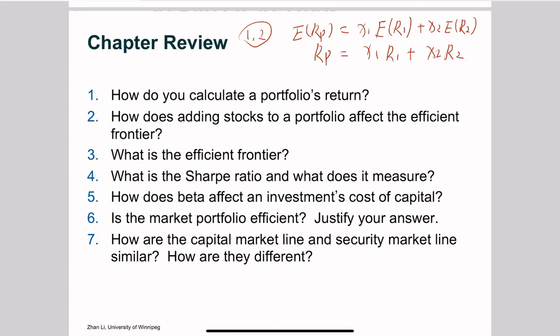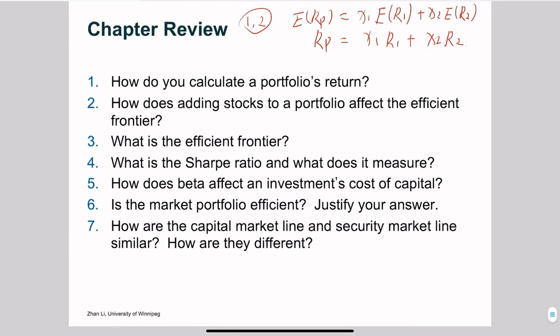Second, how does adding stocks to a portfolio affect the efficient frontier? This one is from the lecture note, and there were several pages discussed about this. So basically, if you could recall, if you have fewer stocks, let's say the efficient frontier looks like this with fewer stocks. Now, if you have more stocks, then the efficient frontier will actually move to the left. Right? So this is the direction of the movement. It will move to the left.